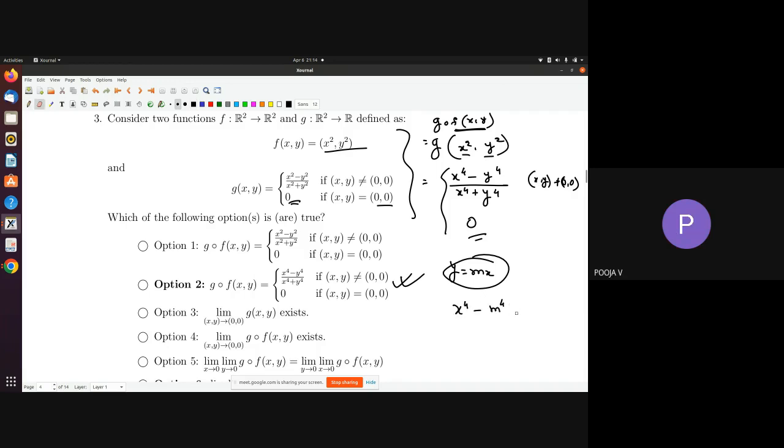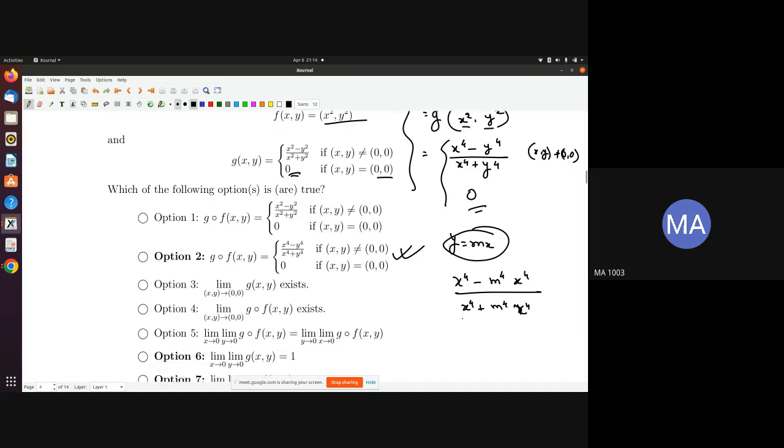No, sir. So this is what I will get. Right? So x4 will cancel out. So 1 minus m square by 1 plus m square. So basically for different m, I will get different limiting value. Right? Sir, what have you done here, y is equal to mx. After that, what have you done? I have just put the value in the function.